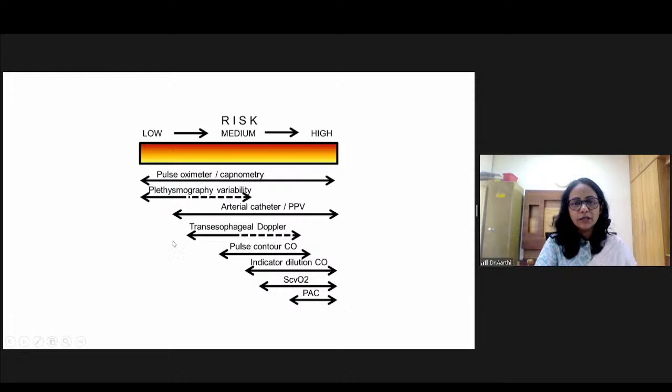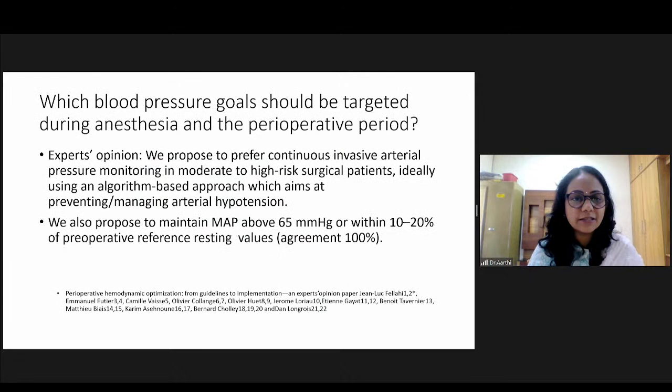There are a few questions which are answered in the perioperative hemodynamic optimization guidelines implementation with the expert panel. There are a few questions which we normally ask, and I found this paper useful, so I thought I would put up these questions and answers by the expert opinion as well.